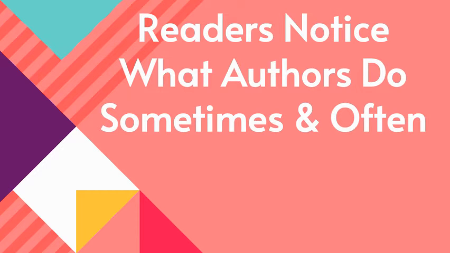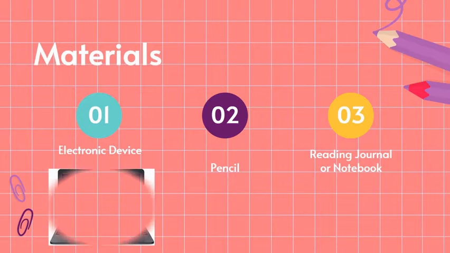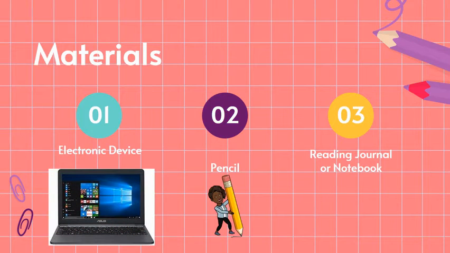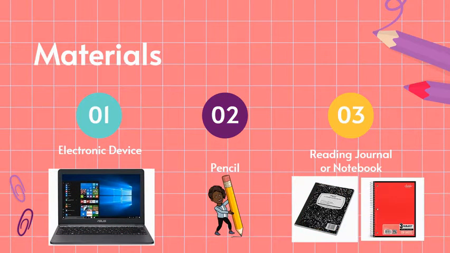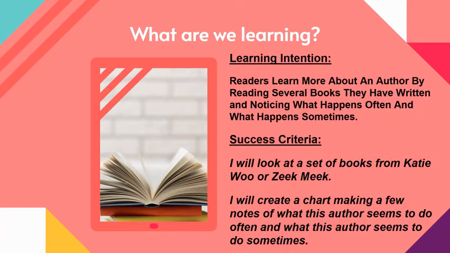Readers notice what authors do sometimes and often. Author study. Materials. You will need your electronic device, a pencil, and your reading journal or notebook. What are we learning? Learning intention.